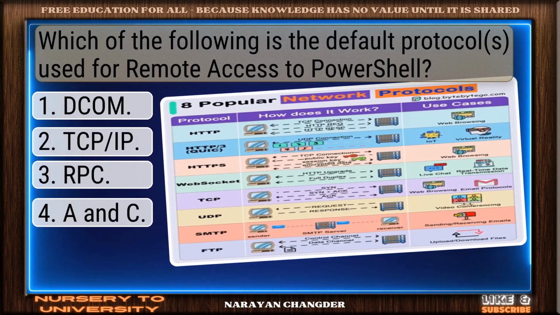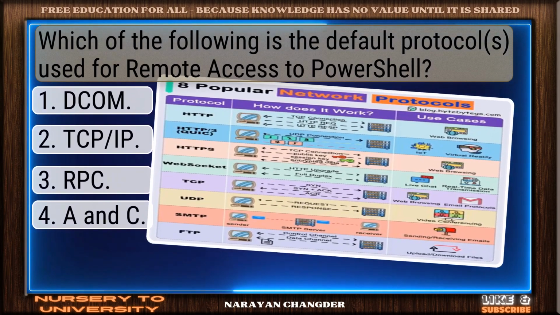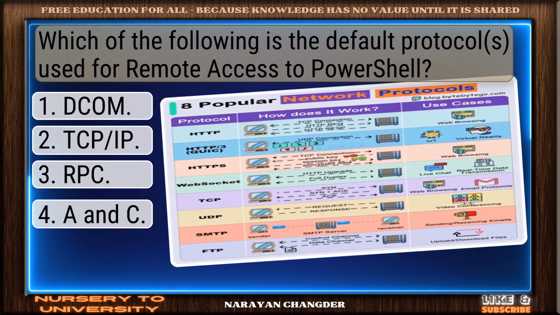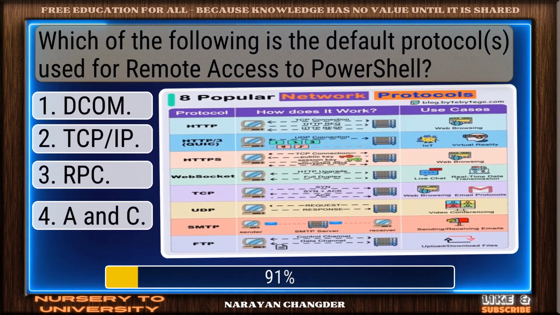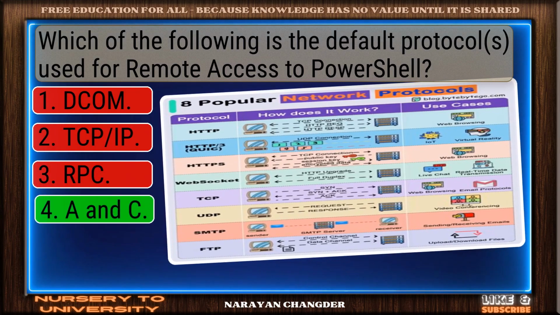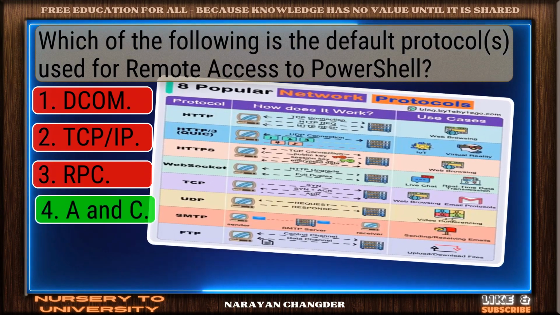Question number 12. Which of the following is the default protocol used for remote access to PowerShell? Well reasoned. A and C is the correct choice.